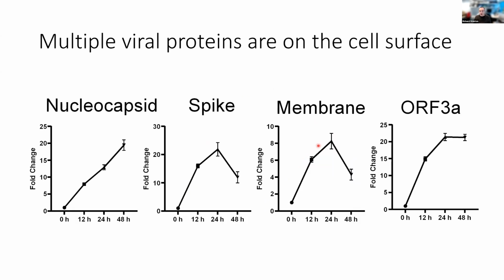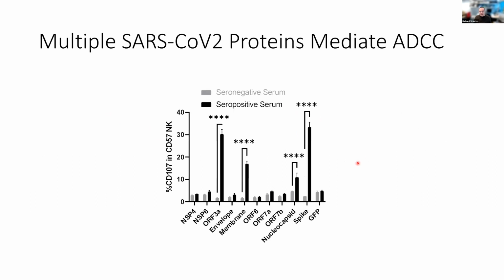We wanted to ask which antigens on the infected cell surface are driving this response. So we used a quantitative proteomics-based plasma membrane profiling technique to identify all cell surface antigens. If we focus on just the viral antigens, we had 4: nucleocapsid, spike, membrane, and ORF3A. To see whether these antigens could drive ADCC, we transfected cells with expression plasmids, along with various negative controls. You can see that all 4, ORF3A, membrane, nucleocapsid, and spike, were capable of increasing the activation of our NK cells in the presence of seropositive serum.